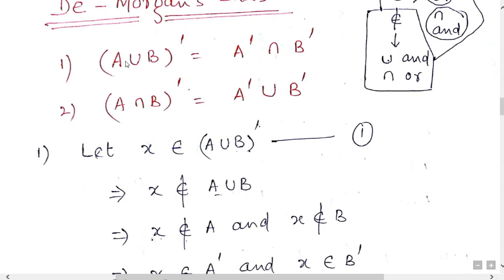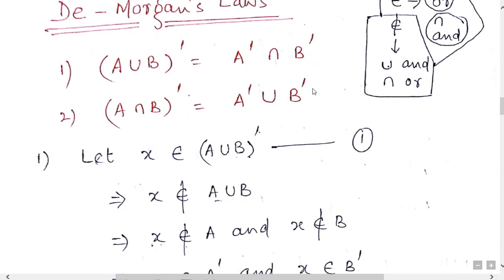The first statement is (A union B) complement is A complement intersection B complement, and the second is (A intersection B) complement is A complement union B complement. These are the two statements. You have to write these statements also in the examination.